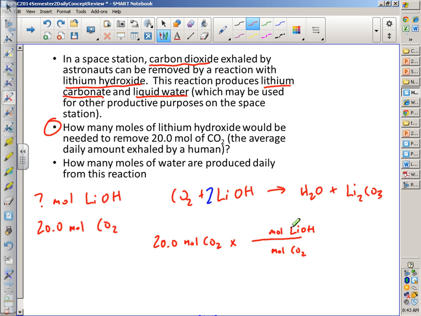Okay? Let's see if we can get this done real quick. This conversion factor here we call the mole ratio. The values for the mole ratio come from our coefficients. So, if we look at the equation, 2 is the coefficient in front of lithium hydroxide. And then what's the coefficient in front of carbon dioxide? Just 1. This value here is called the mole ratio. And that's how we solve this problem.